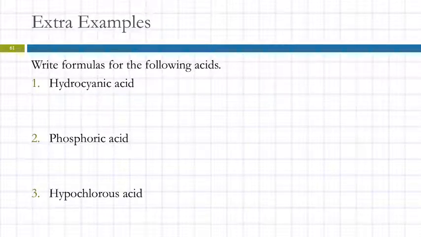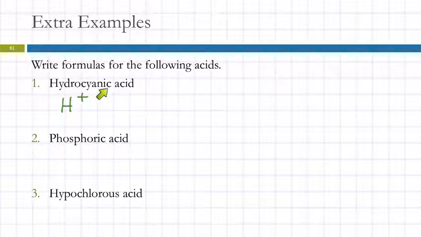Okay, so some extra examples. Hydrocyanic acid. Is this an oxyacid or the other kind? It's the other kind because it starts with hydro. Okay, so hydrocyanic acid. Well, there's going to be hydrogen ion and cyanide. So the pattern with the binary acids or the other kind is you would take something like nitrogen and change it to nitric, or not oxygen, chlorine and change it to chloric.